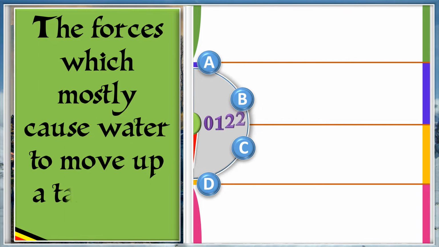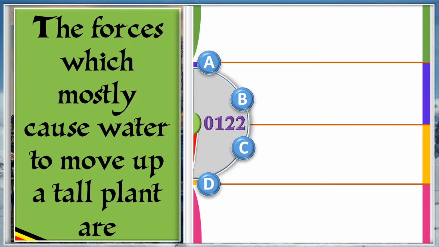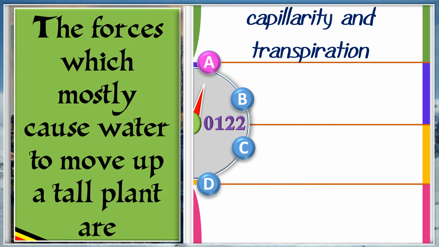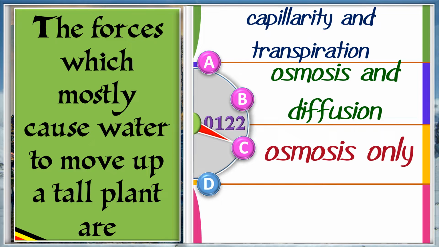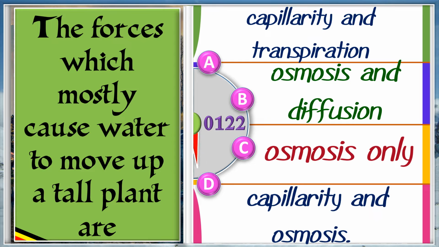The forces which mostly cause water to move up a tall plant are A. Capillarity and transpiration. B. Osmosis and diffusion. C. Osmosis only. D. Capillarity and osmosis. And the answer is A. Osmosis and diffusion.